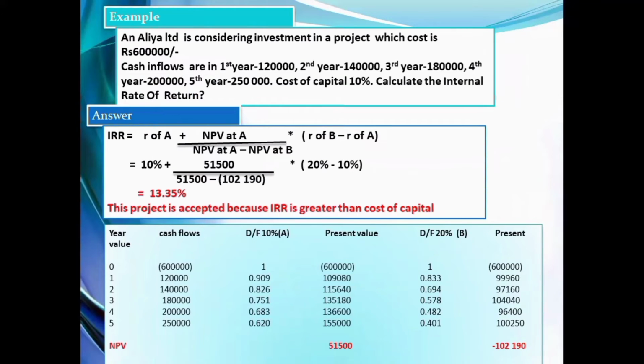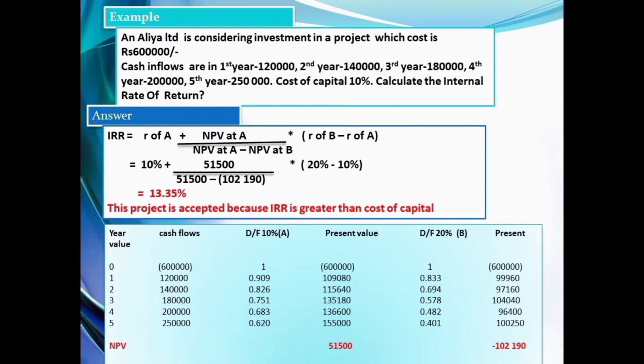According to this example, you can understand how to calculate the IRR. An earlier limited is considering investment in a project which costs 6 lakh. Cash inflows are first year 120,000, second year 140,000, third year 180,000, fourth year 2 lakh, fifth year 250,000. Cost of capital is 10%. Calculate the internal rate of return.